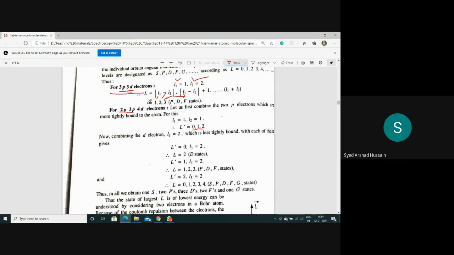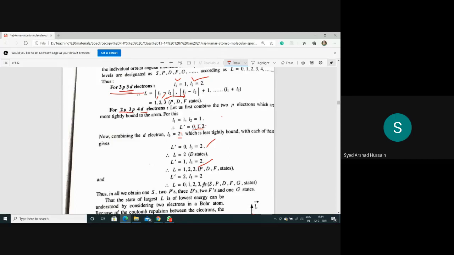Then the remaining l of the d electron, that is 2, will interact with 0: 2 plus 0, 2 minus 0, same value, 2. Then with 1: 2 plus 1 is 3, 2 minus 1 is 1. So 3, 2, 1. Okay, 3, 2, 1. Then the 2, 2 interaction: 2 plus 2 is 4, 2 minus 2 is 0. So 4, 3, that is 2 plus 2 minus 1, 2 plus 2 minus 2, like this.